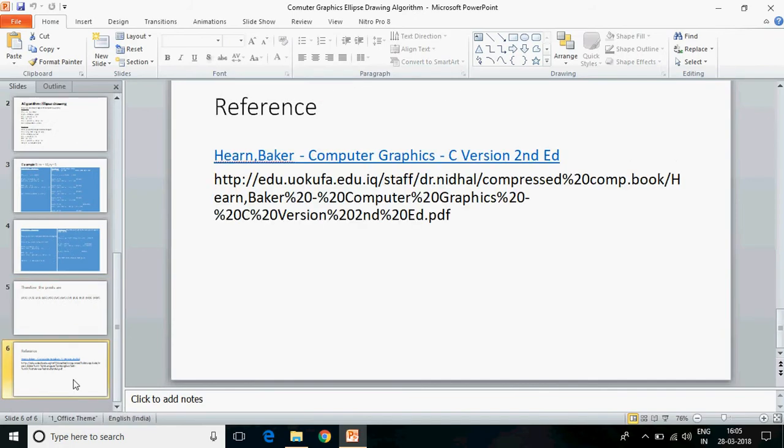This algorithm can be found in this link. This is the Hearn and Baker e-textbook link. You can refer this link for the algorithm.